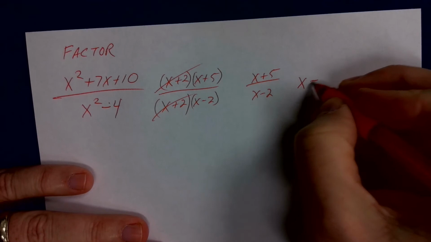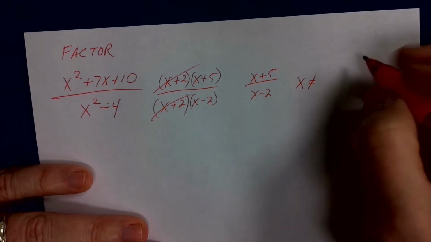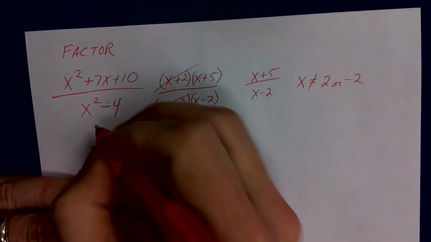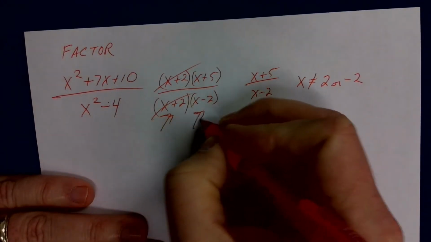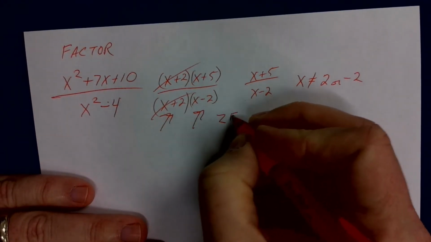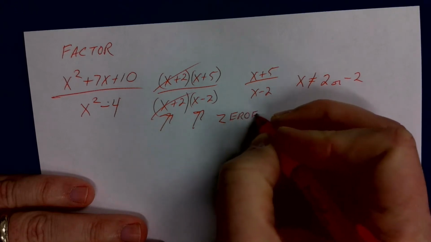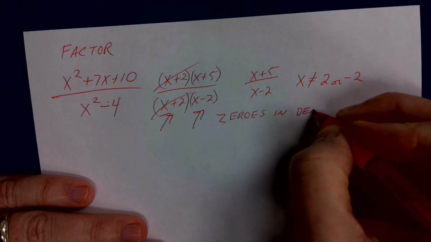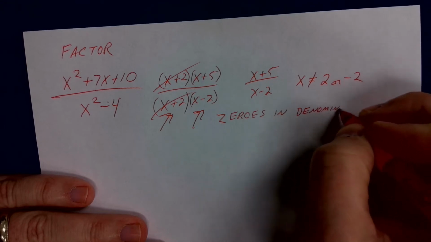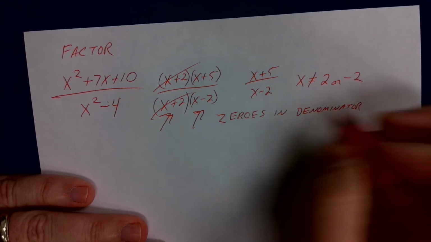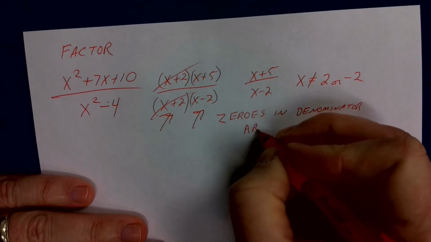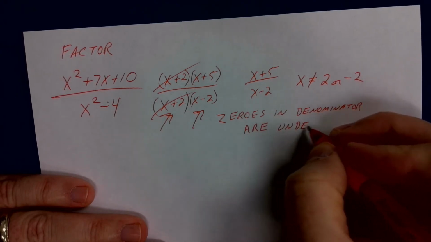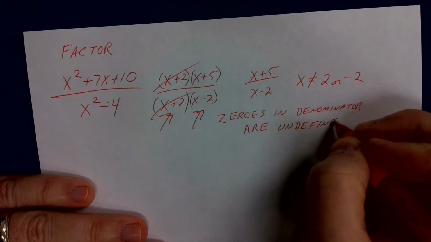But I also know that x cannot equal 2 or negative 2, because those things would give us zeros in the denominator. Zeros in the denominator are undefined, not allowed. Division by 0, not possible.